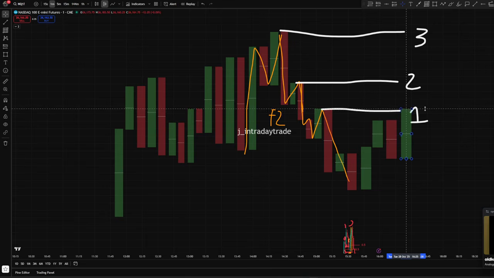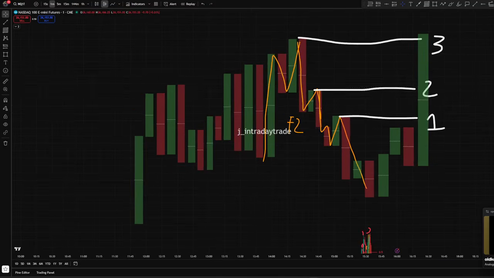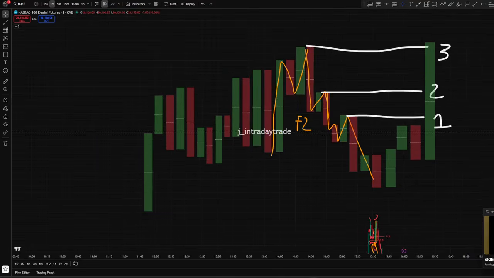Stop goes to break even, doesn't it? Right here. But this is where it goes. Just kidding. It moves up here. News candle.